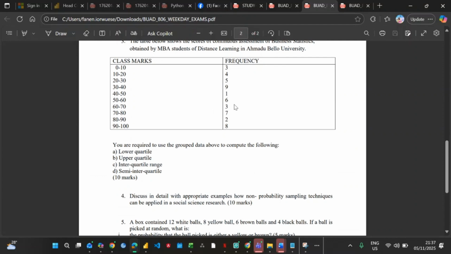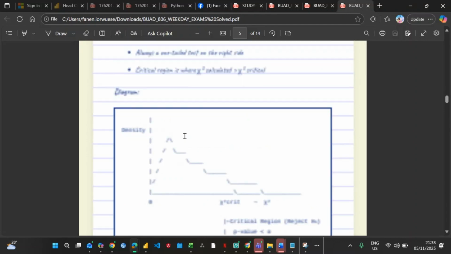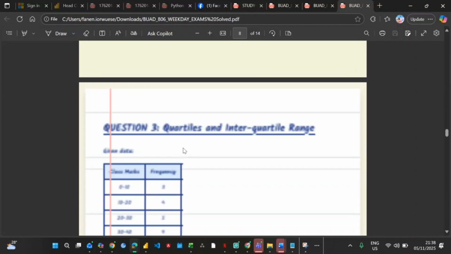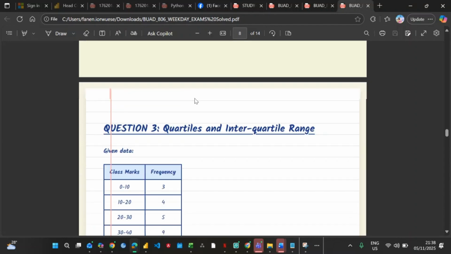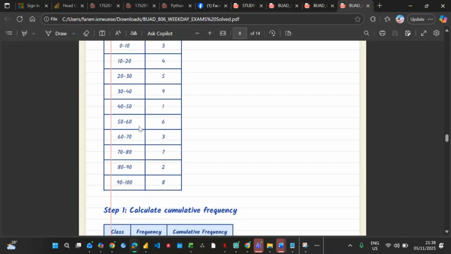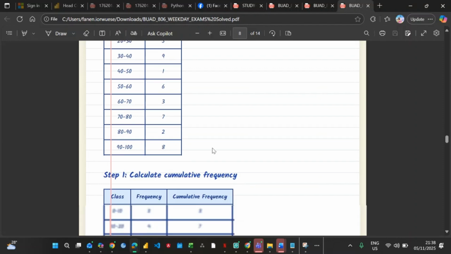The table below shows a continuous assessment of business statistics obtained by MBA students of distance learning in ABU. So this question looks like what we just saw, right? In the other one, you were looking at the mean, the median, the mode. Now here it's a different thing, but you can see the table looks similar. Here you are looking at the lower quartile, the upper quartile, the interquartile range, and all of that.